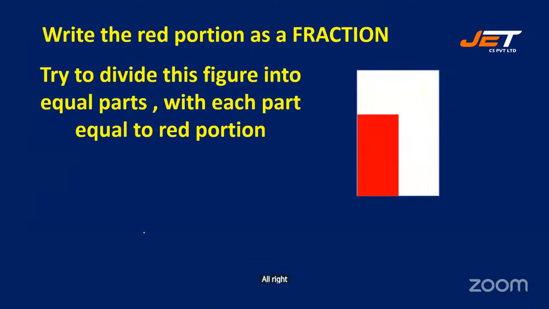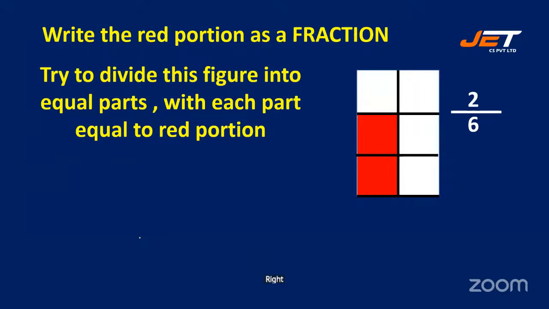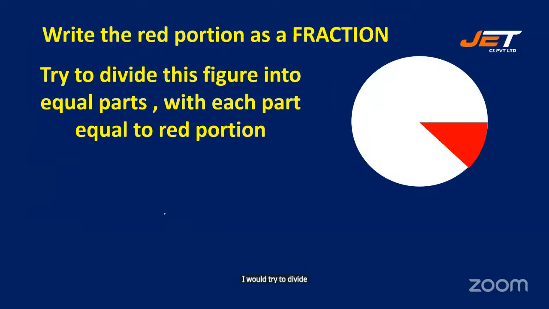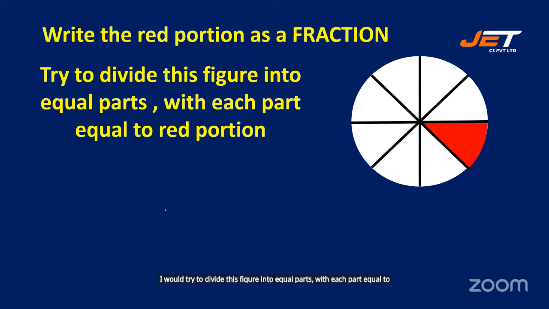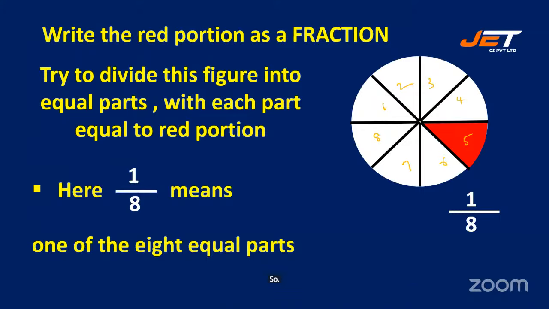All right. So now try to divide this figure into equal parts with each part equal to the red portion. See here, out of 6 parts, 2 are being shaded. So it is 2 by 6. Now try to divide this figure into equal parts with each part equal to the red portion. So now how many do we have? 1, 2, 3, 4, 5, 6, 7, 8. Out of 8, how many parts are shaded? Only 1. So it is 1 by 8, one of the 8 equal parts.